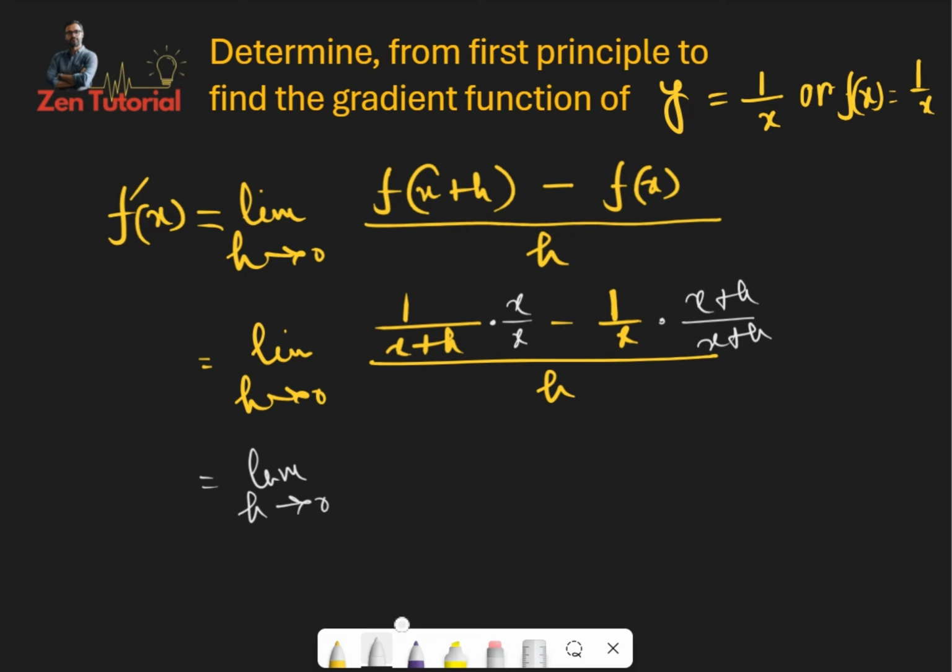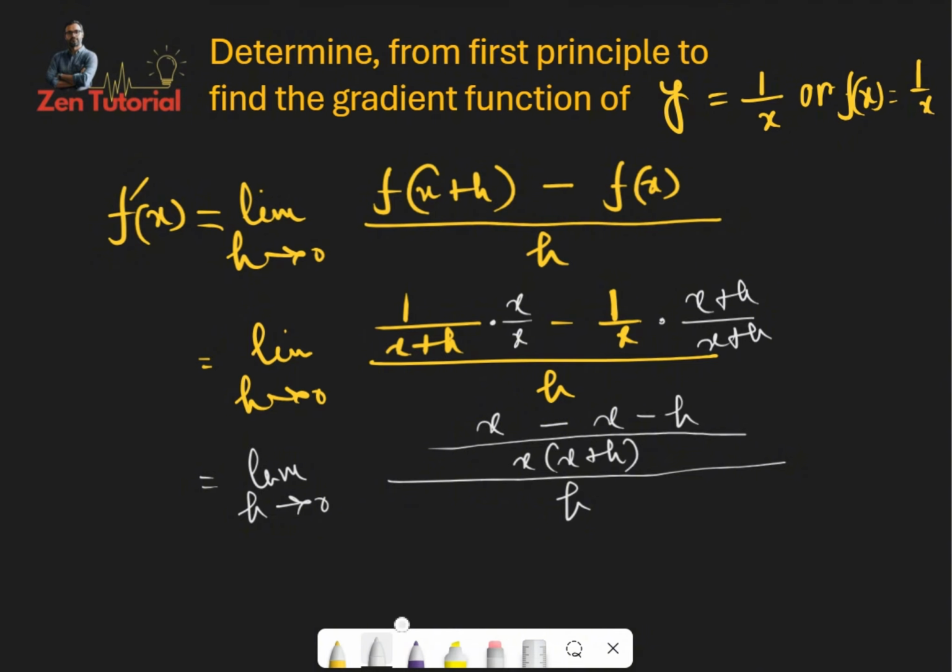Here we have to write down limit h tends to 0, 1 by h. So why have we done this? Because we have a common numerator for both terms within this function. So we actually have the LCM, which will be x times x plus h. So we could write down x minus x, and plus minus it will be minus h.